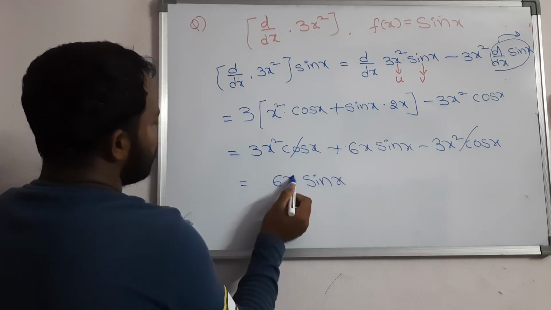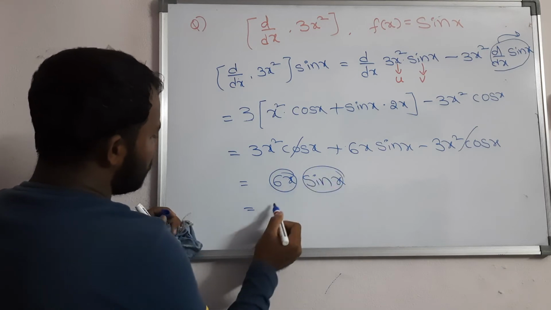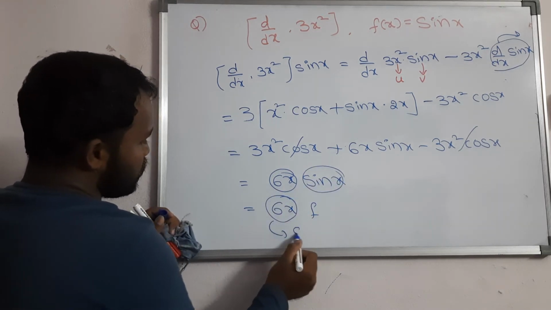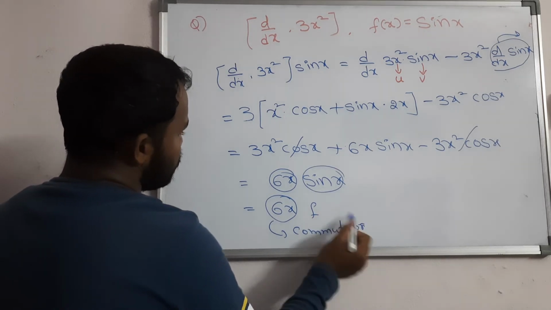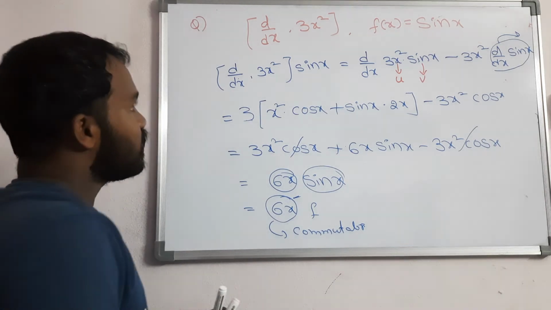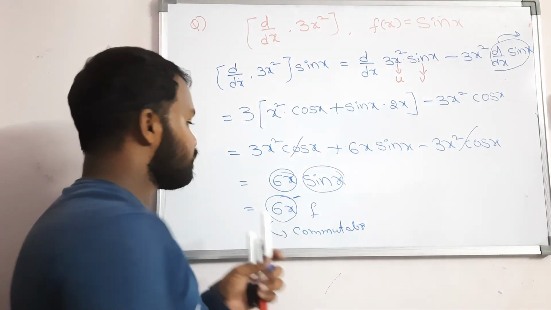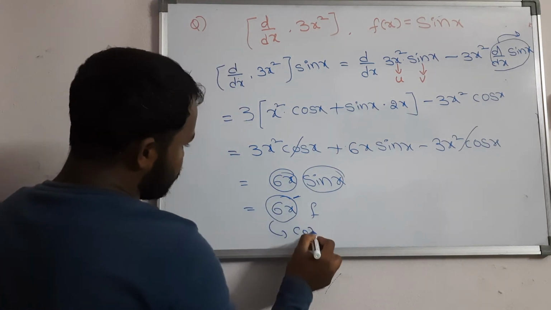So that is nothing but the commutator. So 6x into f. What is the value of the commutator? 6x is the commutator. So this is about the commutator. We will discuss the next topic.